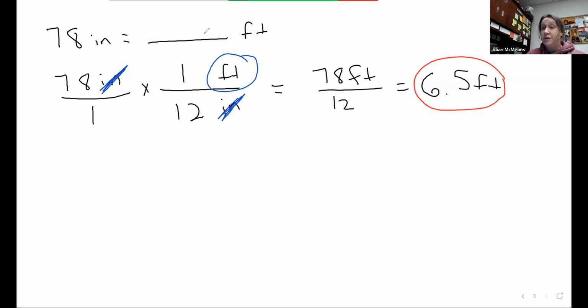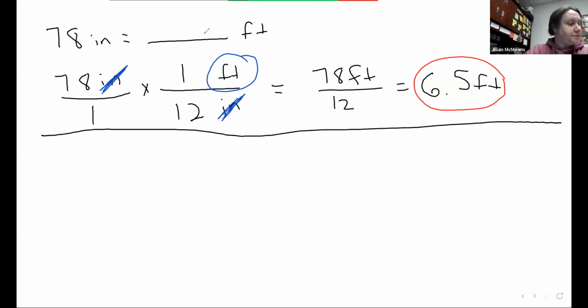And that is dimensional analysis. That's using unit fractions. That is converting from one unit to another. And again, this is strictly within the English measurement system. Okay, let's look at another one.